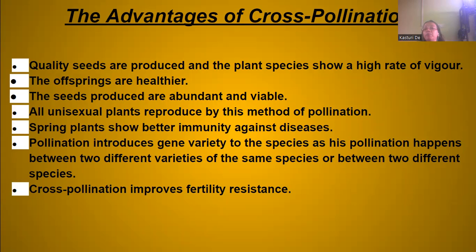Then offspring plants show better immunity against diseases. Then pollination introduces gene variety to the species, as this pollination happens between two different varieties of the same species or between two different species. Then cross-pollination improves fertility resistance. If they have any weak characteristics like fertility resistance, that can be improved by cross-pollination.